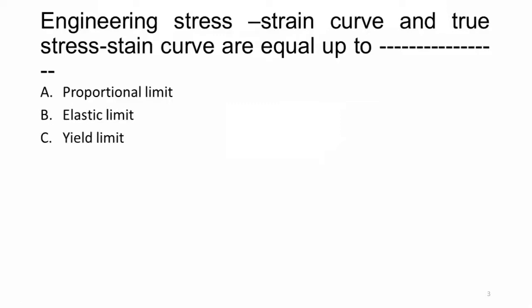Next, engineering stress strain curve and true stress strain curve are equal up to dash. Let us see what are the options: proportional limit, elastic limit, yield limit, and necking. So you need to study thoroughly the stress strain curve. Its answer is C, yield limit.